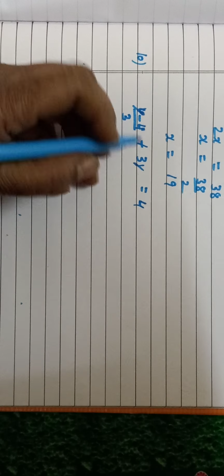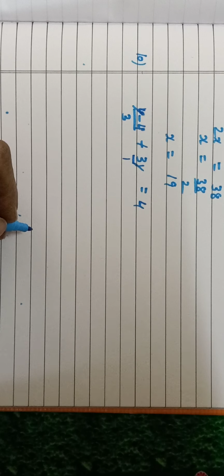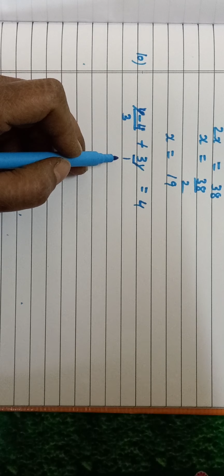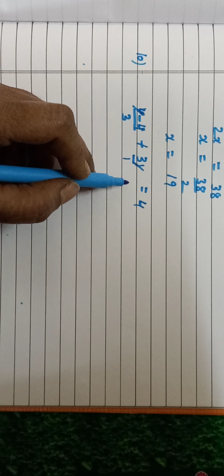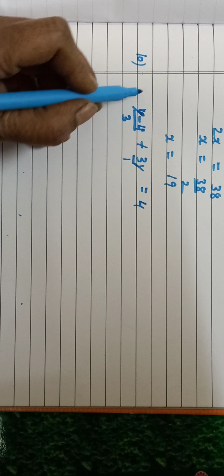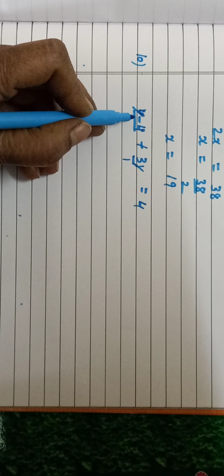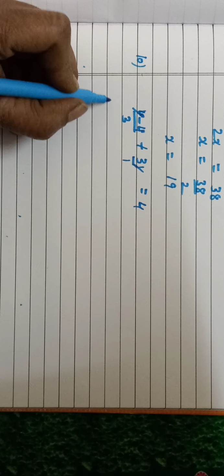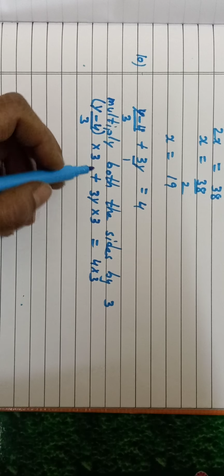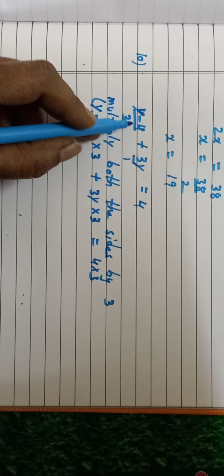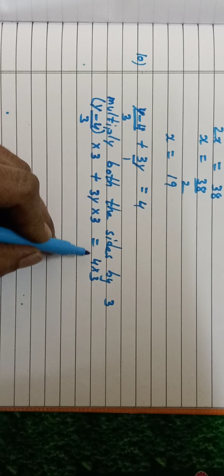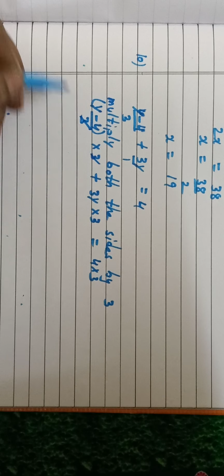Now let us solve the 10th sum. In the 10th sum, if you see, here in the denominator there is 3 given. So we need to simplify it. So what we will do, instead of equalizing the denominator, we will multiply both the sides by 3. So this 3, if you multiply, 3 and 3 will be cancelled. And you will not have any number in the denominator. That will be the easier method for this example. So I have written here, multiply both the sides by 3. So (y minus 4) upon 3 into 3, 3y into 3 is equal to 4 into 3. Now this 3 will be cancelled.